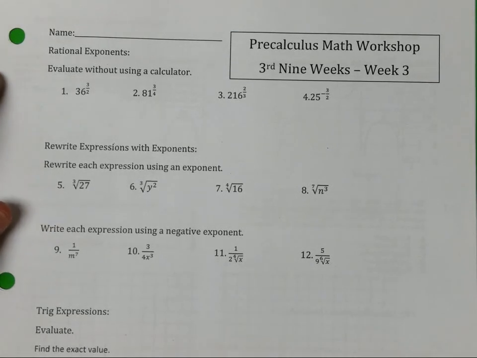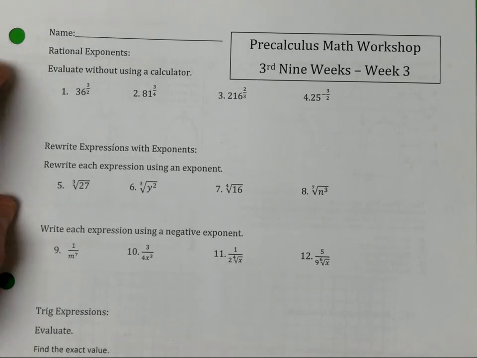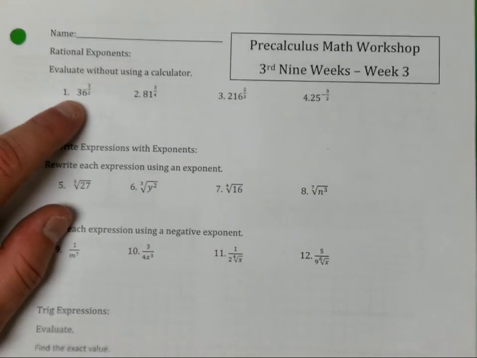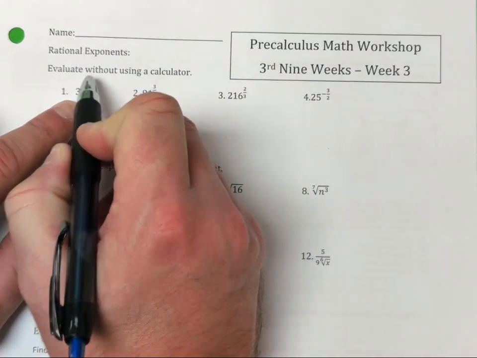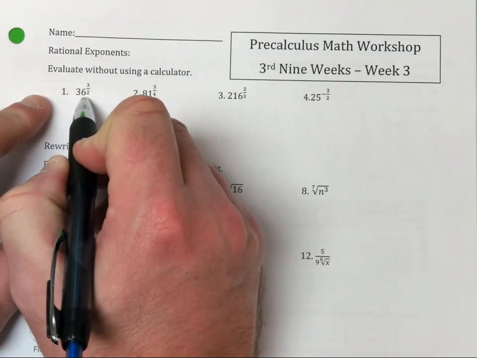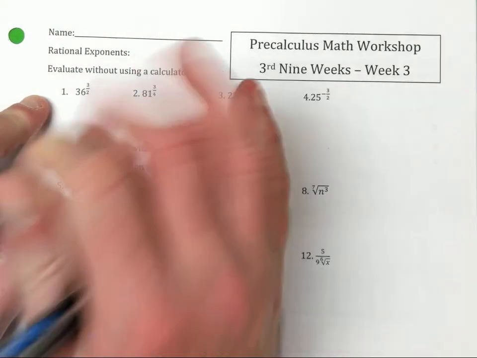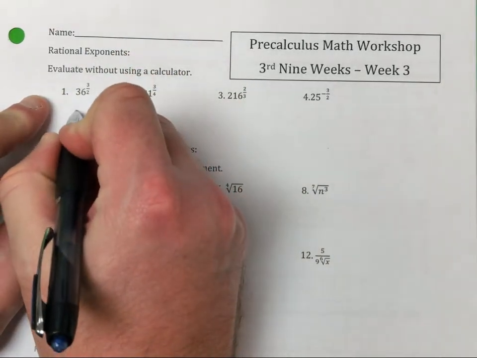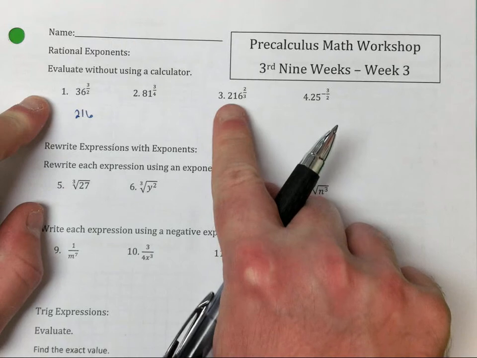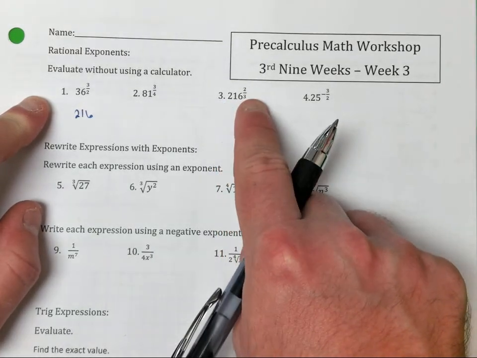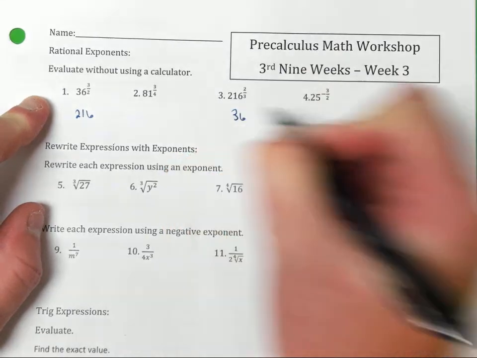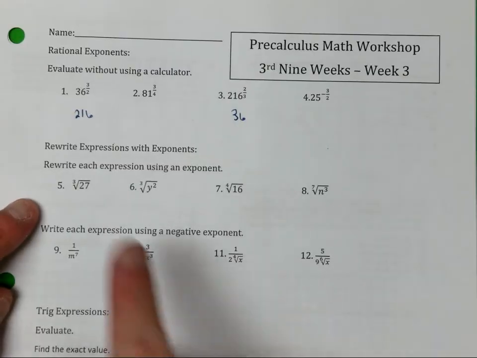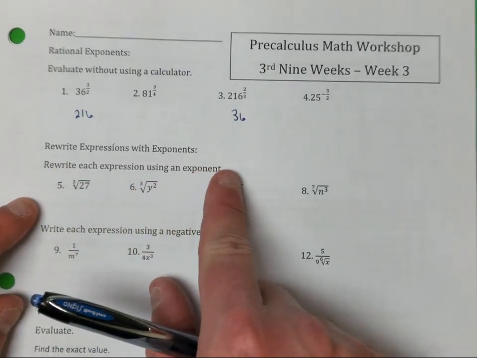Okay, this should be a review of what we did last week. We're still practicing this. Number 1, 36 raised to 3 halves. Remember, the bottom number is the root, the top number is the power. So the square root of 36 is 6. 6 cubed is 216. Alright, the cube root of 216 is 6. 6 squared is 36.